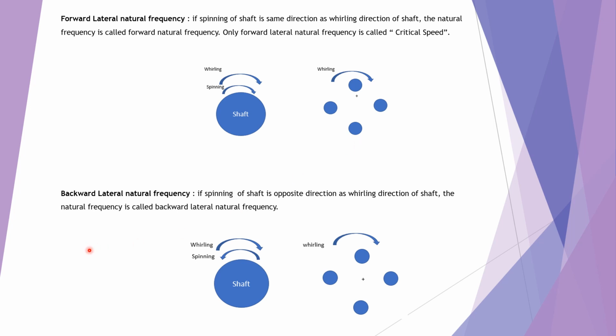Backward lateral natural frequency: if the spinning of the shaft is in the opposite direction to the whirling direction of the shaft, the natural frequency is called the backward lateral natural frequency. See the photograph, the spinning of the shaft is opposite to the whirling of the shaft, and that is called backward lateral natural frequency.